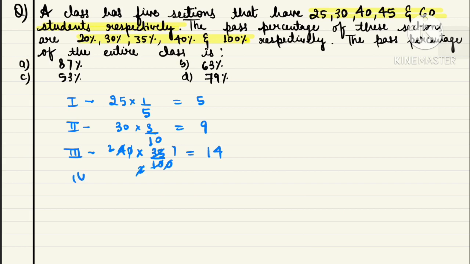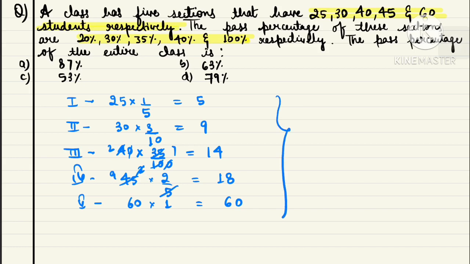Next, the fourth section. In the fourth section the total number of students is 45 and the pass percentage is 40%. 40% is 2 by 5, as we know from the basics. 5 9s are 45, 9 2s are 18. So 18 will be the number of students that pass in section number 4. Now we'll deal with section number 5. 60 into 100%. 100% means 60 students.